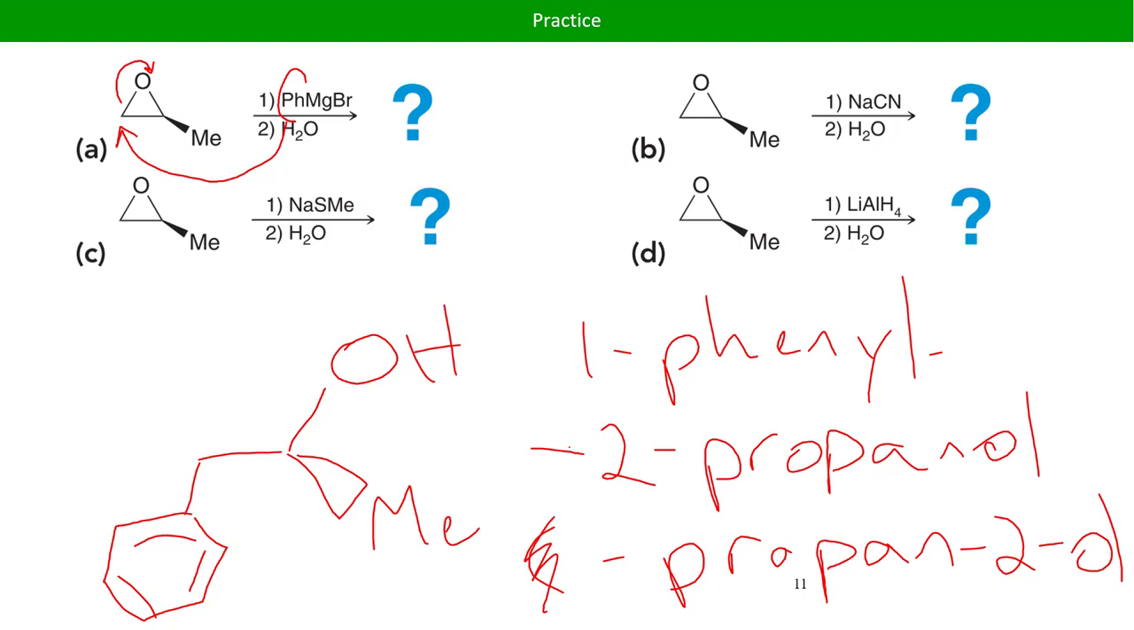And then as far as, let's number these. So there's our stereo center. 1, 2, 3 is up, and then 4 is into the board, right? It's the hydrogen. So it looks like S, and it is S. I was going to say, so we have to flip it, but no, 4 is already into the board. So stereochemically, S-1-phenyl-2-propanol.